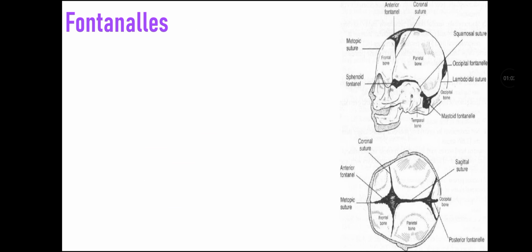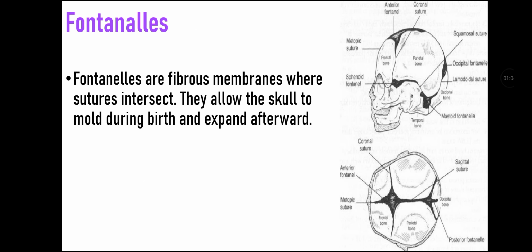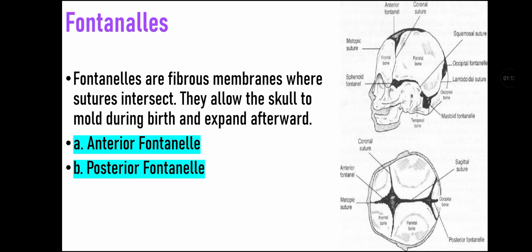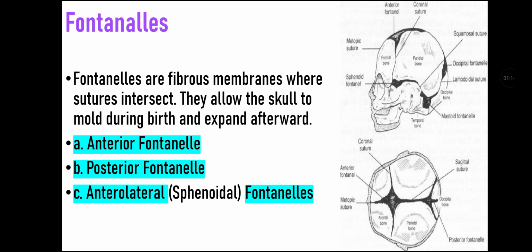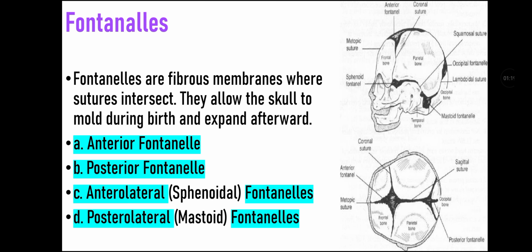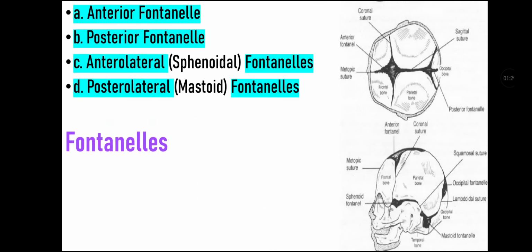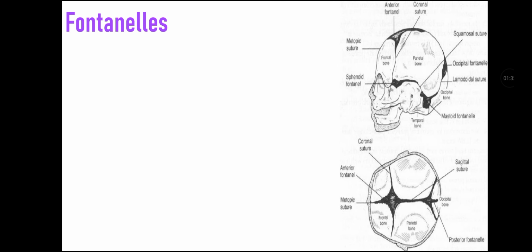Next, we will talk about fontanelles. Fontanelles are fibrous membranes where sutures intersect. They allow the skull to mold during birth and expand afterward. First, we have the anterior fontanelle, then we have the posterior fontanelle. Third is the anterolateral fontanelle, that is also called the sphenoidal fontanelle, and the posterior lateral fontanelle, that is also called the mastoid fontanelle. All of these you can see here in the diagram, especially in the lateral view. All four fontanelles are visible. We will talk about these fontanelles one by one.